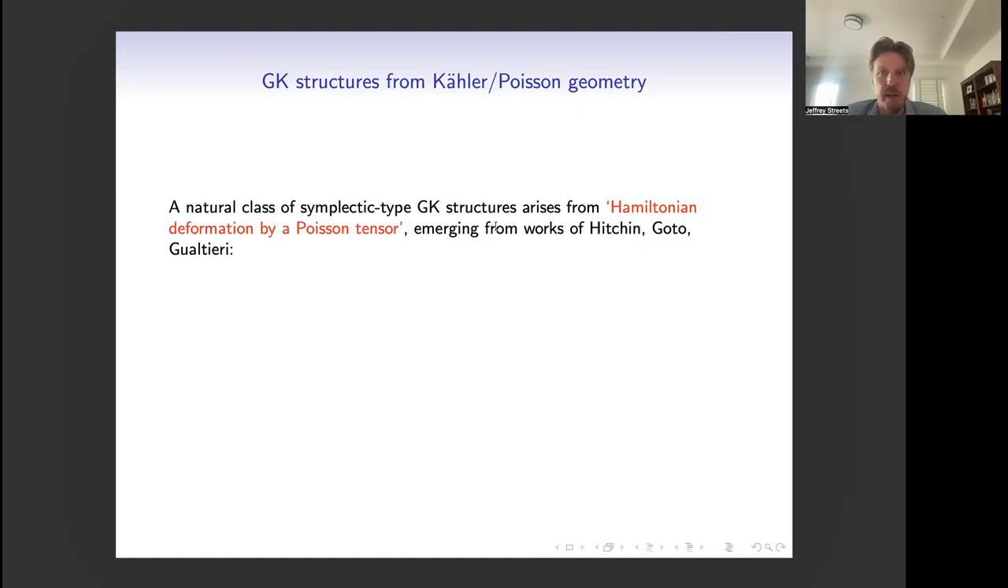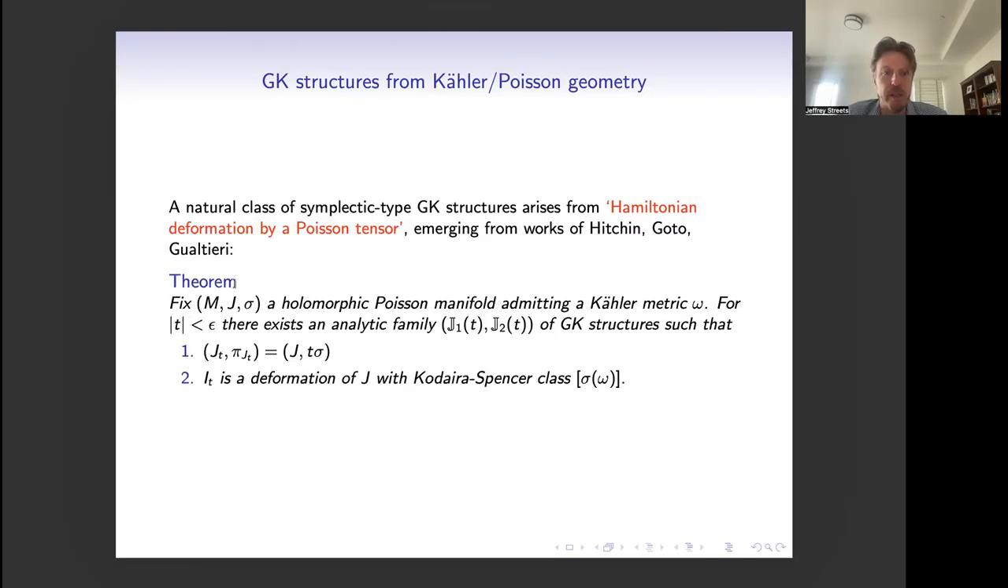So let me write down a particular theorem, which, as stated, should be credited to Marco. Here's the statement. I fix a holomorphic Poisson manifold, which moreover admits a Kähler metric omega, so it's really a Kähler manifold. Then for sufficiently small t, I can construct a little family of generalized Kähler structures, J1, J2, such that the classic data has the following properties.